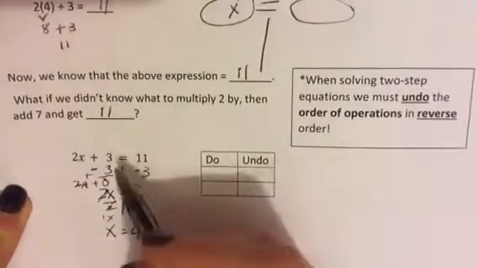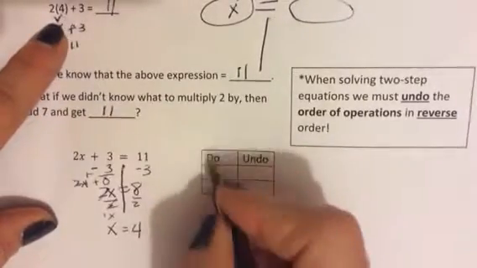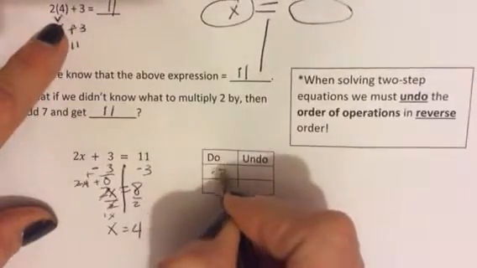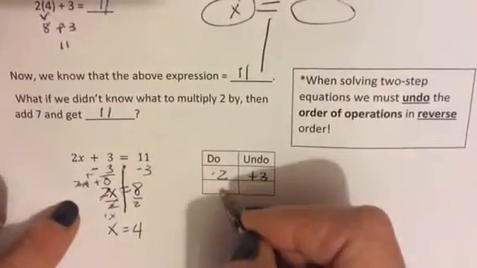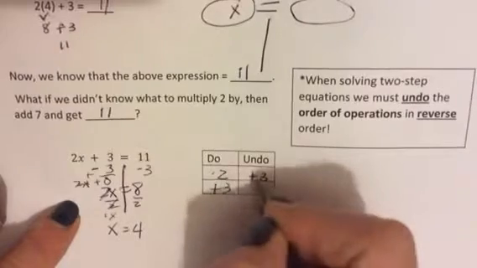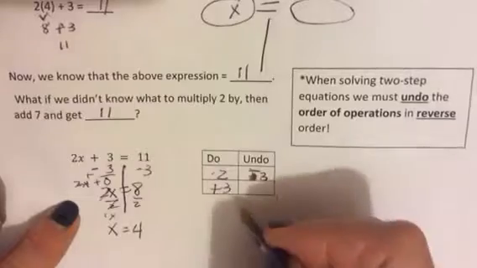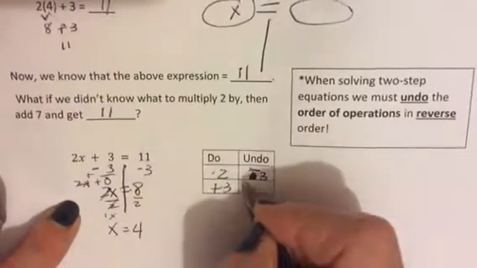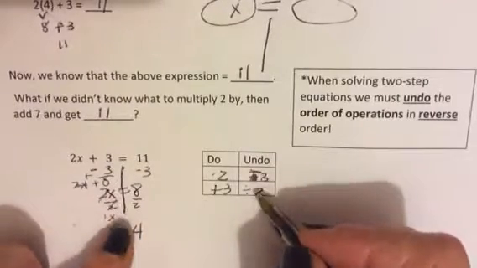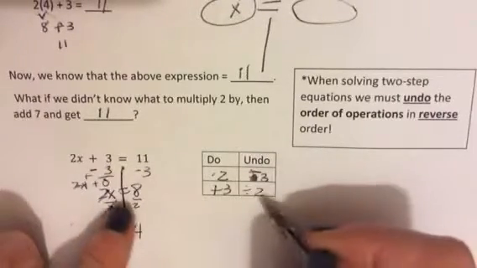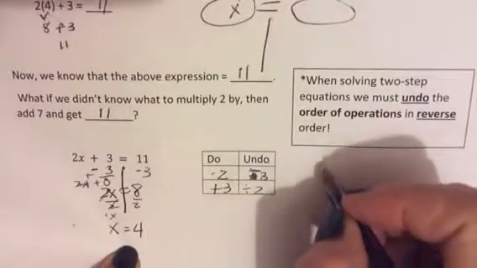Now, I forgot to do the do-undo, but what do we do first in order of operations? We would multiply by 2, and then we would add the 3, because we multiply before we add. So to undo, you do the order of operations backwards, so I would subtract the 3, and then I would divide by 2, which is what I did here. Subtract 3, and then get 2x alone, then divide by 2, and get x alone. So x is 4. So now we're going to check it and make sure.